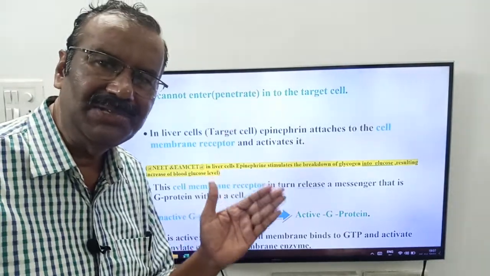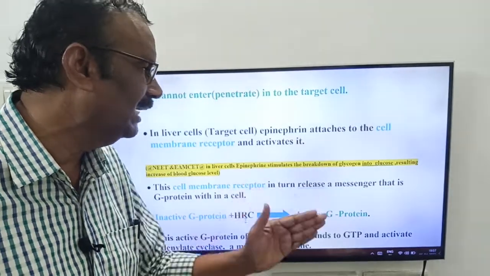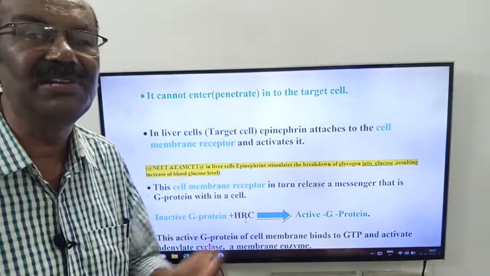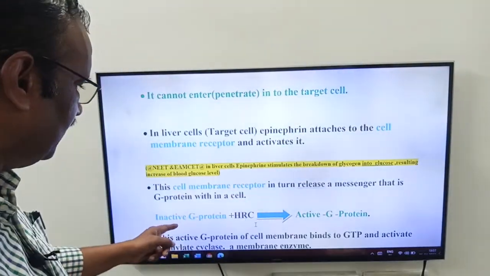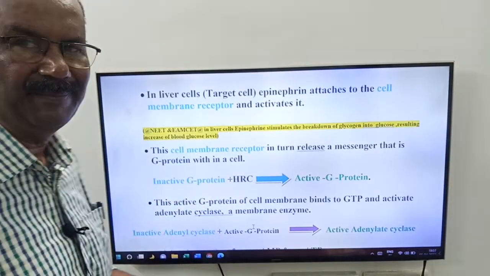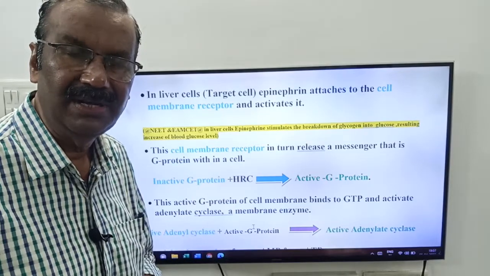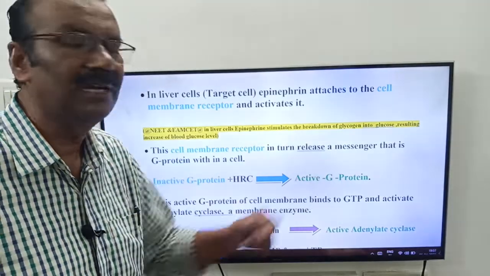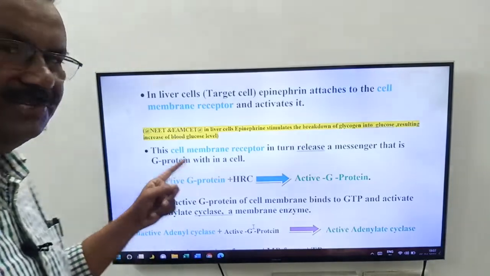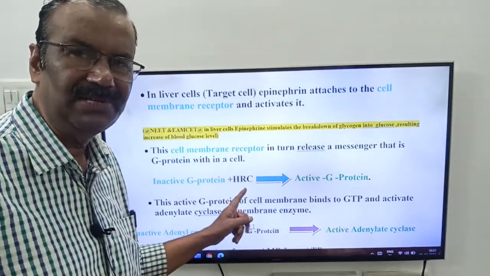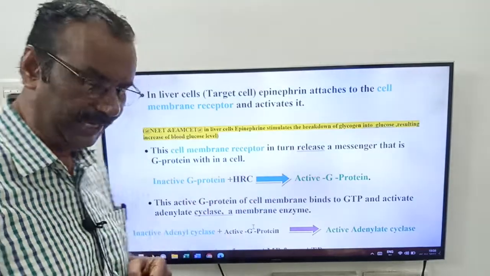When this hormone attaches to the membrane bound receptor, in turn they release what, friends? A G protein within the cell. Okay, friends, this G protein is inactive G protein. With the help of HRC, what is HRC, friends? Hormone receptor complex. It is converted into active G protein. In the presence of hormone receptor complex, inactive G protein is converted into active G protein.